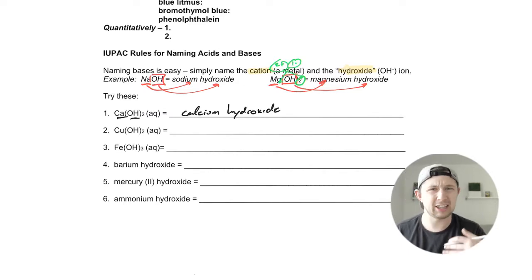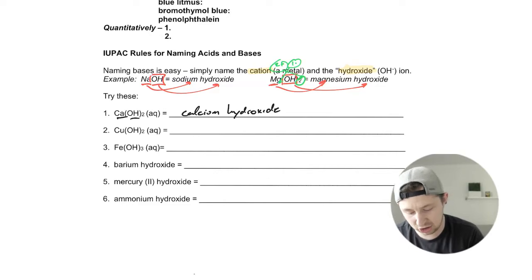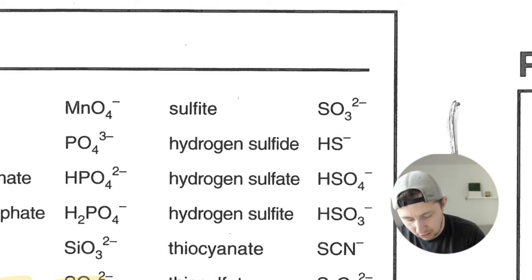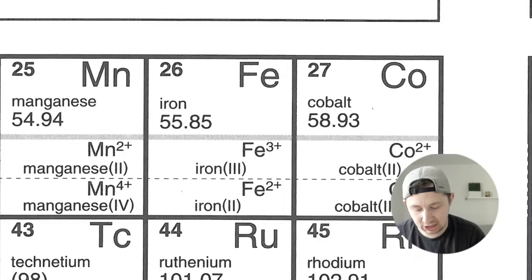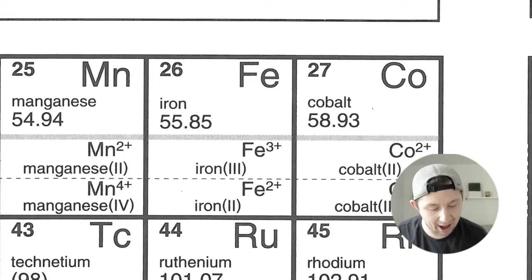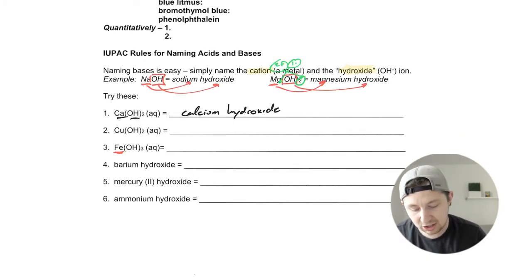The time where it gets a little bit more complicated is if we have multivalent cations. So let's go down and take this one for example. Iron. Now, if we go to our periodic table of elements, we notice that iron can exist in 2 variations. It can have a 3+ variation or it can have a 2+ variation. So we need to decide in our name which one of these variations of iron we've used.